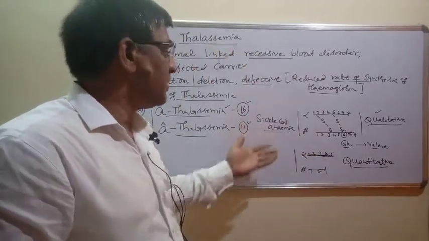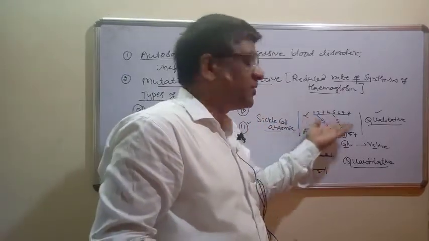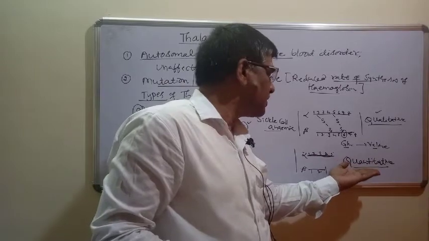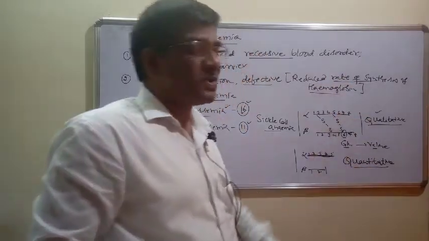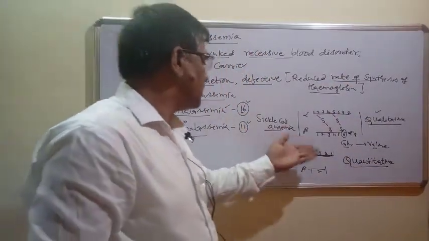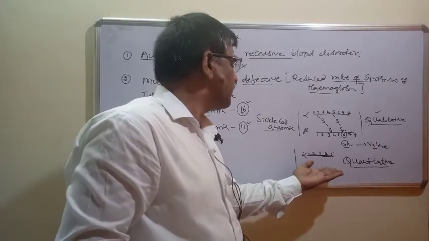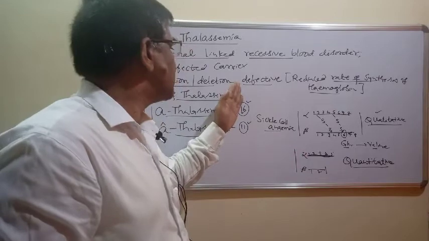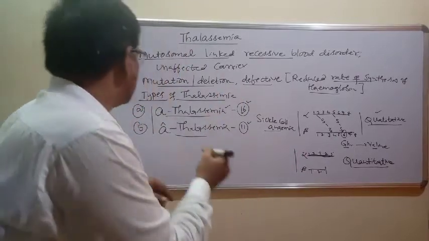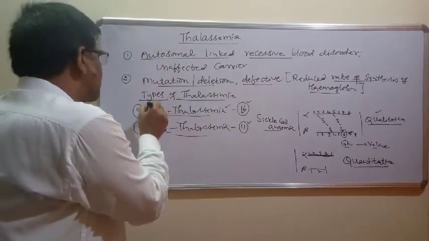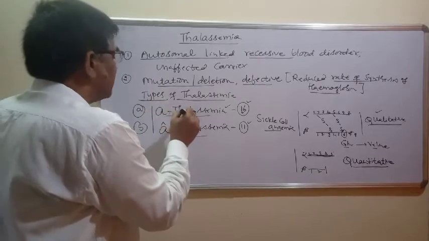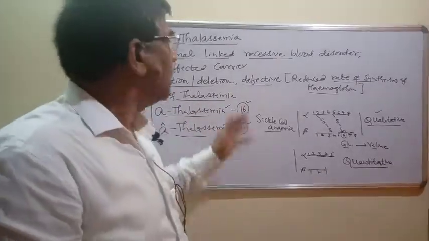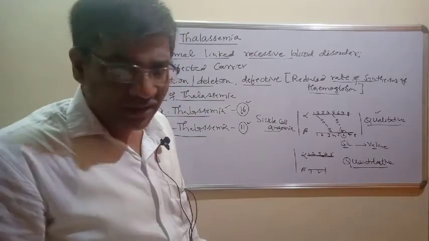In the examination they may ask how thalassemia is different from sickle cell anemia. So thalassemia is a quantitative defect and sickle cell anemia is a qualitative defect. Why is it a quantitative defect? Because there is a reduced rate of synthesis of hemoglobin, and that is because of the defective gene. Sometimes in the examination they may ask you to write the differences between the different types of thalassemia, alpha thalassemia and beta thalassemia, and you can list out the different types.